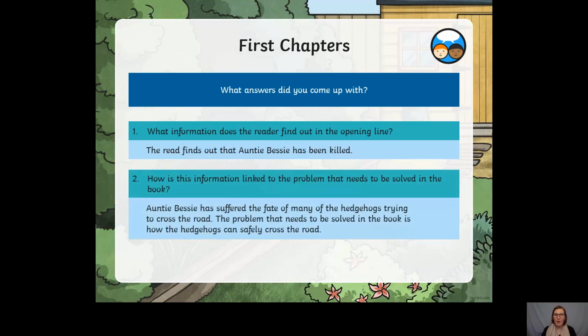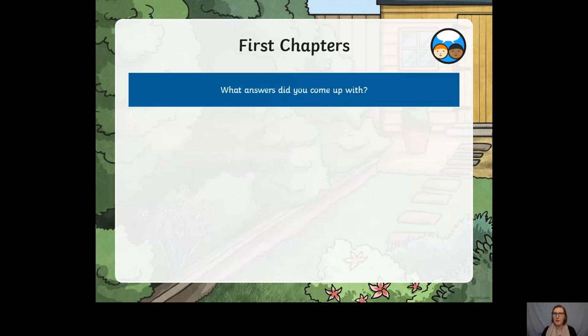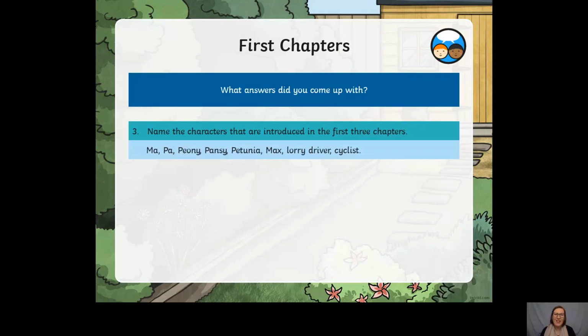Now, number 2, how is this information linked to the problem that needs to be solved? Well, Aunt Bessie had suffered the fate of many hedgehogs trying to cross a road. The problem that needs to be solved in the book is how can hedgehogs safely cross the road? Very important.